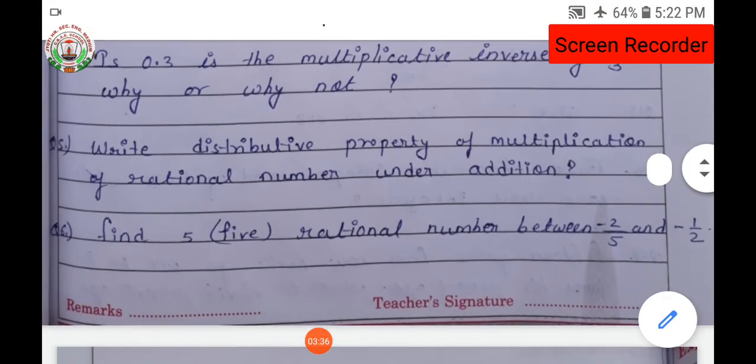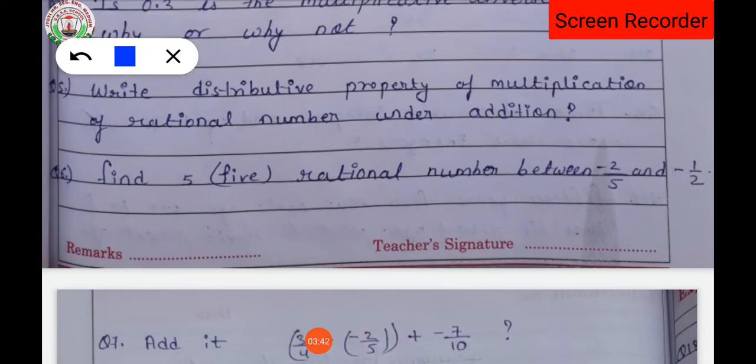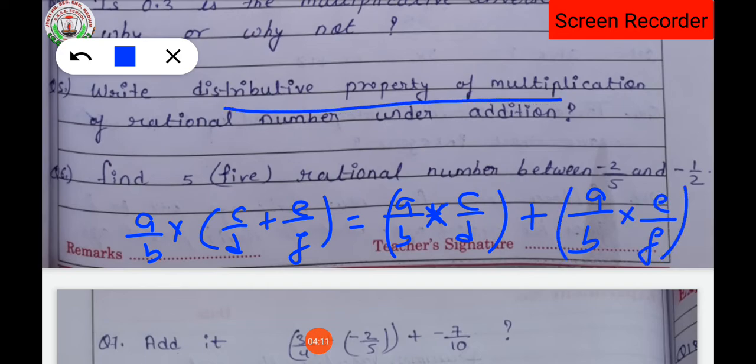A little bit of space is required to write, so I will write it here at the bottom. So here I will write A upon B into C upon D plus E upon F is equals to A upon B into C upon D, plus A upon B into E upon F. This is the formula for the distributive property of multiplication of a rational number under addition.